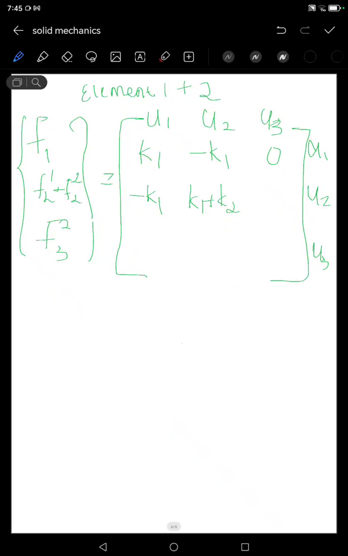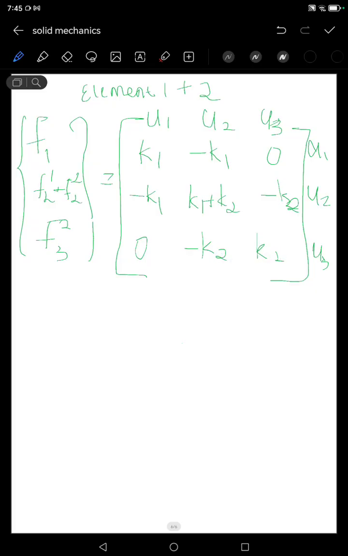If you know how to combine 2 elements or 3 elements, you'll be fine. If you just know how to combine these two, just check by u1 and u1, u1 and u2, u1 and u3, u2 u1, u2 u2, u2 u3, u3 u3. So that's how we combine them. So we're gonna have k2 here, and then here we're going to have 0, negative k2, and then here we're going to have k2.